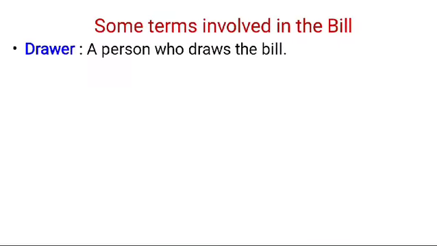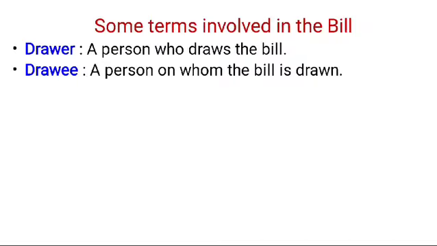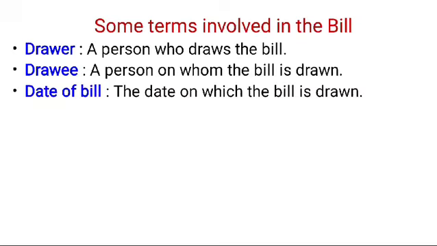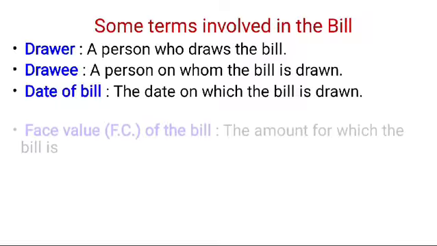Okay, so let us see some terms related to this bill. Bill means what? An agreement made by a person for that business. A person who draws this bill is called the drawer, and a person on whom this bill is drawn is called the drawee. Then, the date on which they made this bill is called the date of bill, means the date on which the bill is drawn.